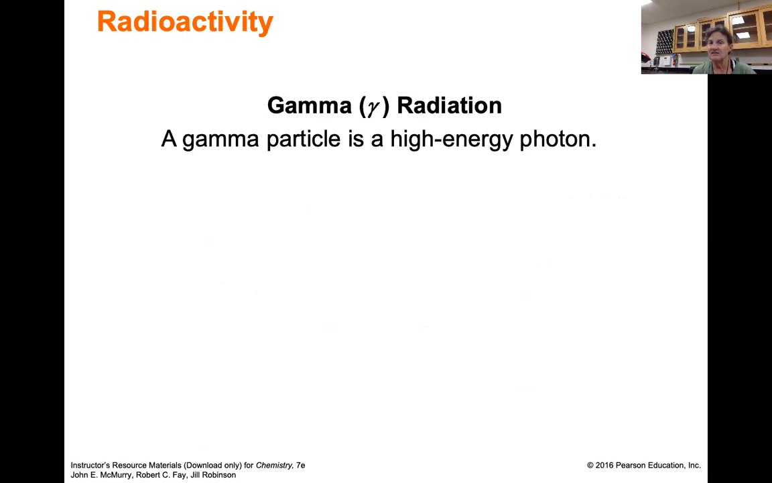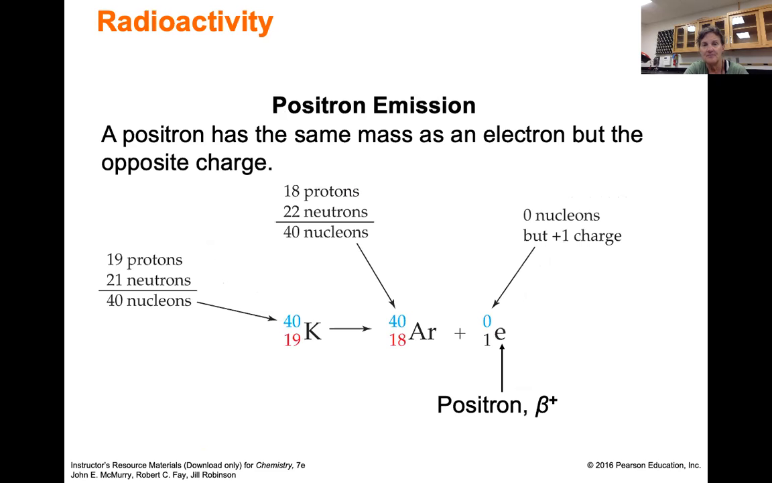Gamma radiation is just light. It's higher energy than X-rays, but it's just a photon of light, which means it doesn't change the mass or the charge of your sample left behind.